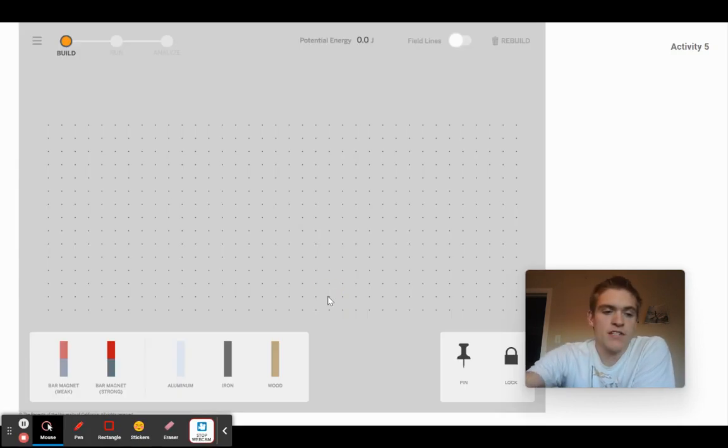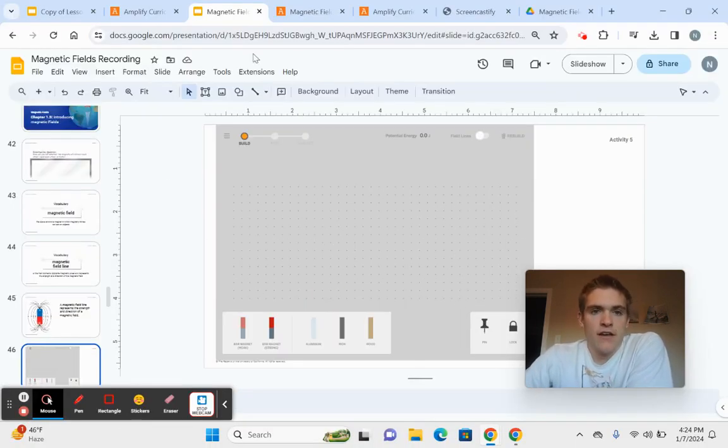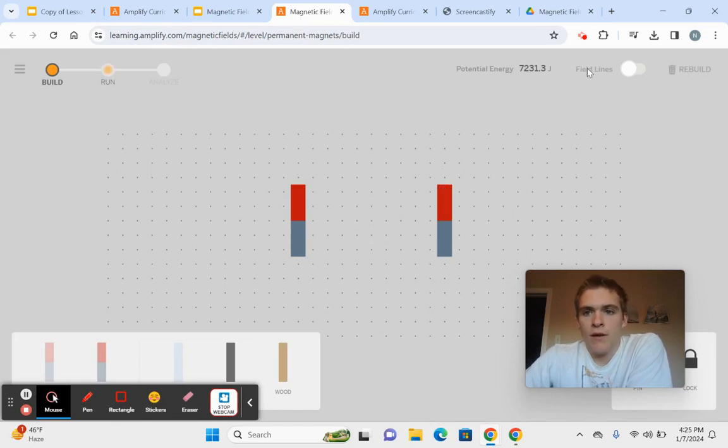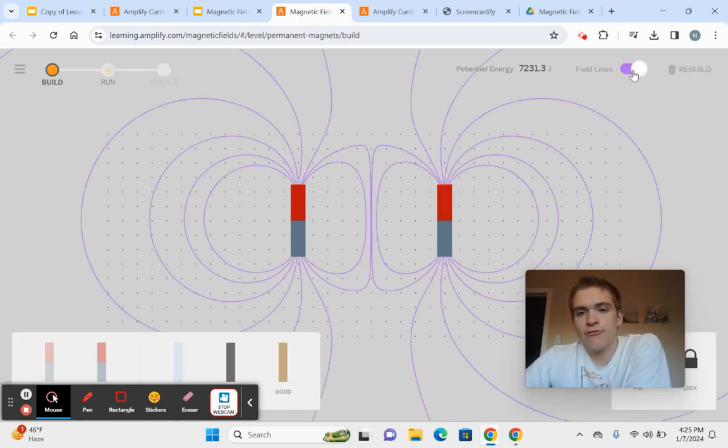So let's go back to our simulation and let's see what happens. I'm going to click this little button up here for field lines, and you can see that there are now lines around it. With these two objects, we can see that there's a north and south pole, and these lines do not overlap. They do not align or overlap.